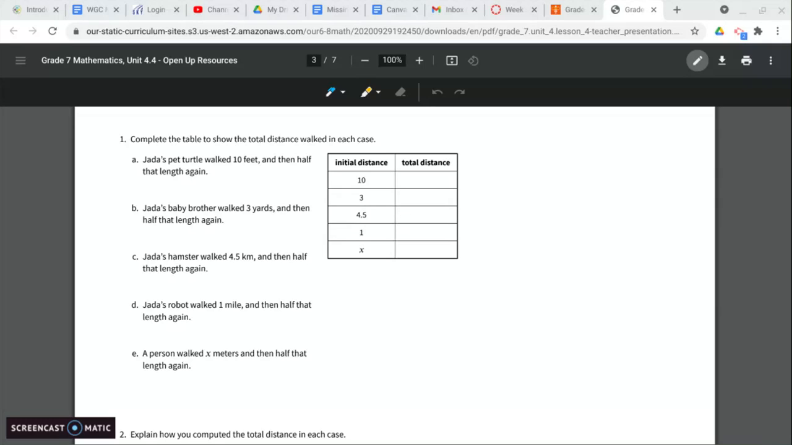So what we're looking at here is we want to complete the table to show the total distance walked in each case. Jada's pet turtle walked 10 feet and then half that length again. So their initial distance was 10. Well, what's half of 10? That'd be 5. So 10 plus 5 is 15 for the total distance. Jada's baby brother walked 3 yards and then half that length again. Well, what's half of 3? 1.5. So 3 plus 1.5 is 4.5.